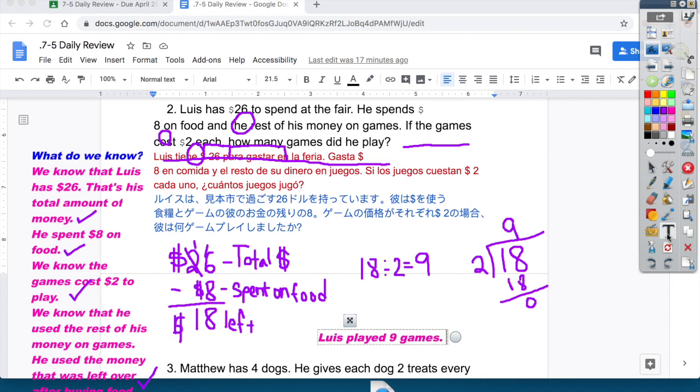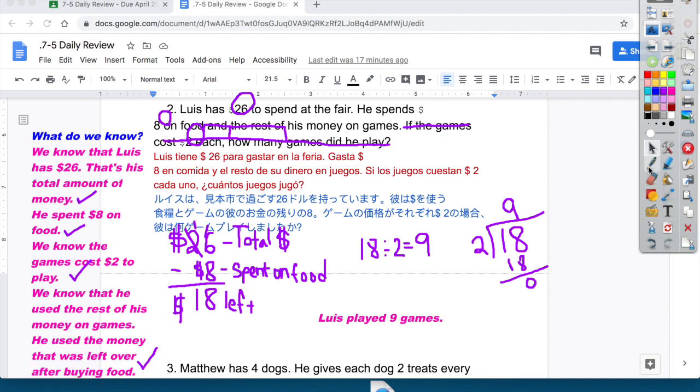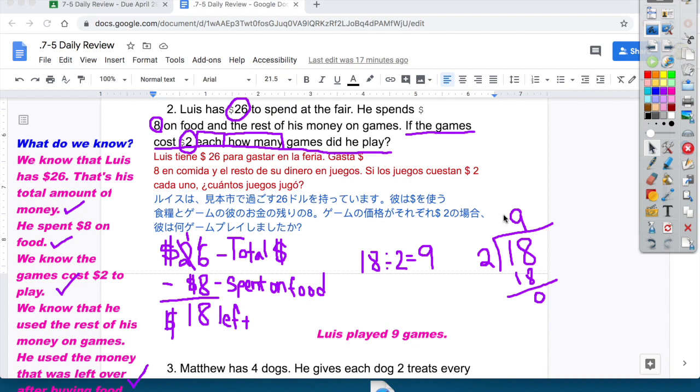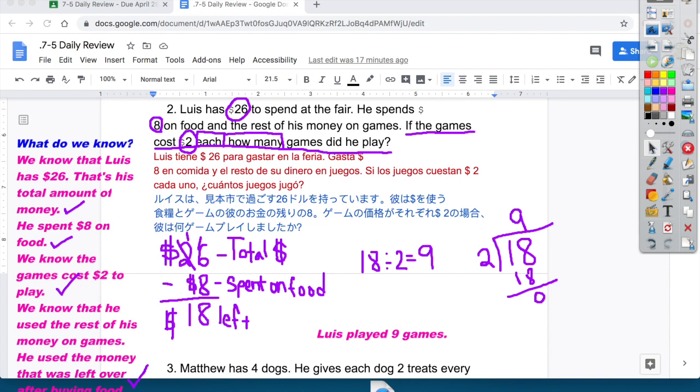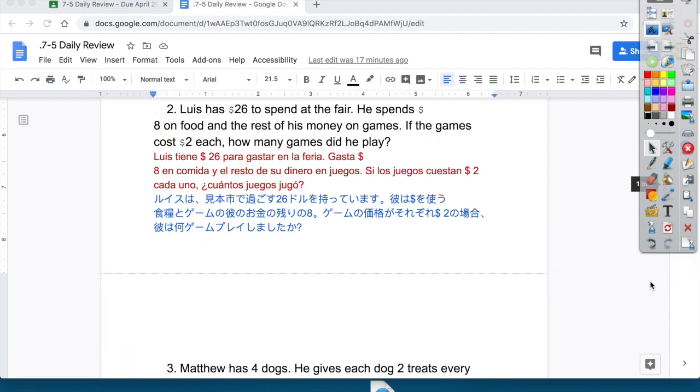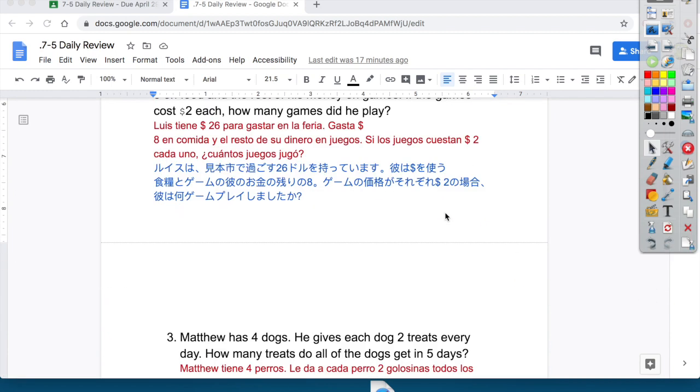Okay? So take a minute to look at that. Make sure you understand it. I'm also going to screenshot this just so that if you guys need to look at it later, you can look at it later. All right, does that make sense? Okay. So now I'm going to clear this page just to move on to the next question. Number 3.